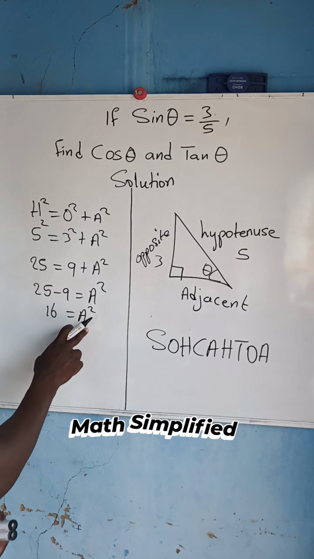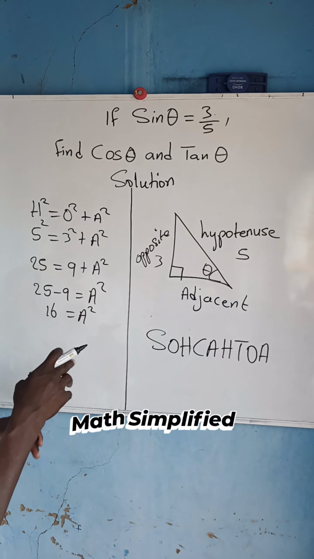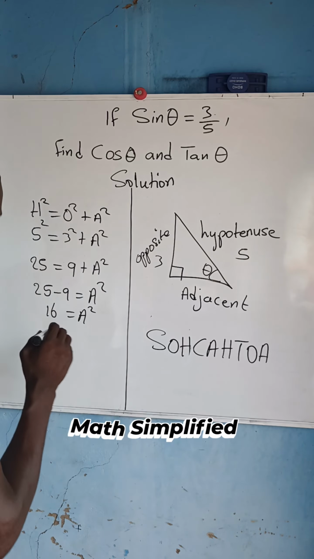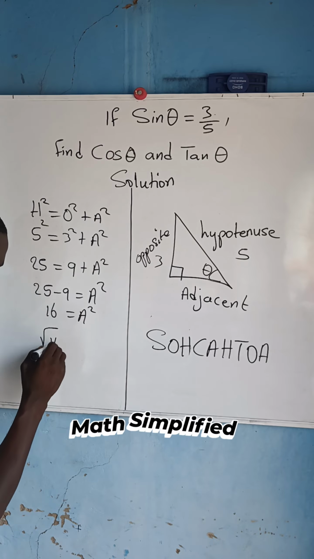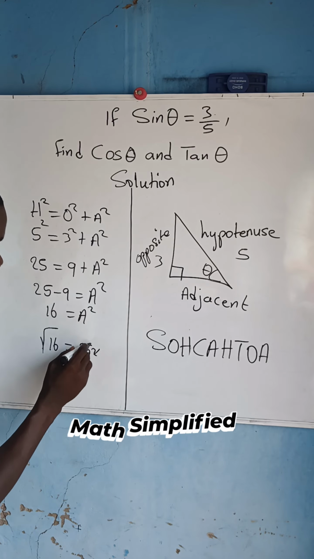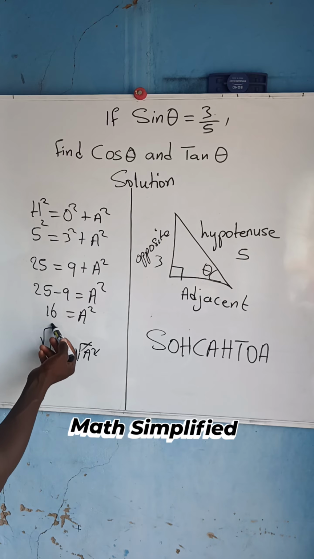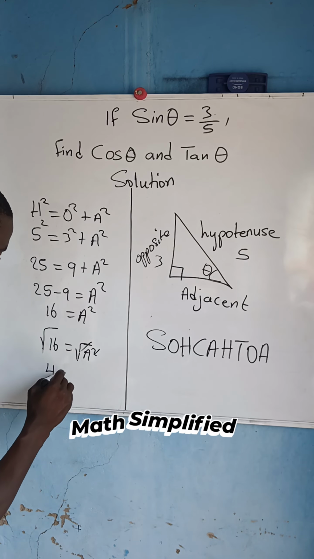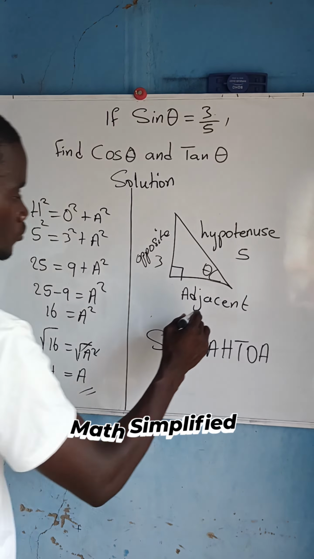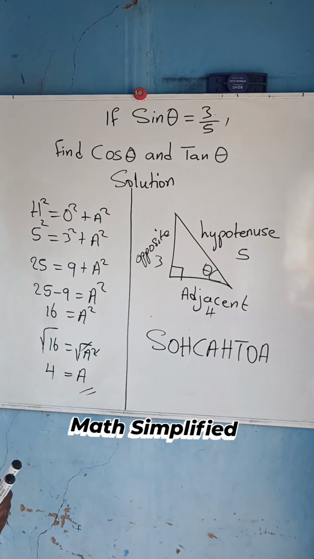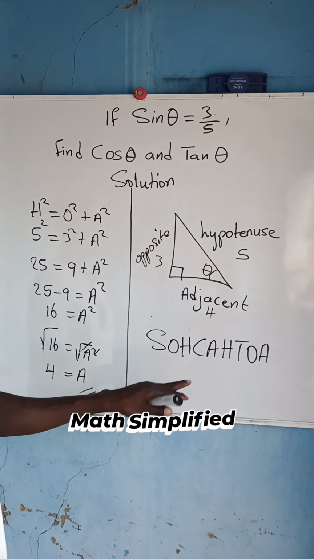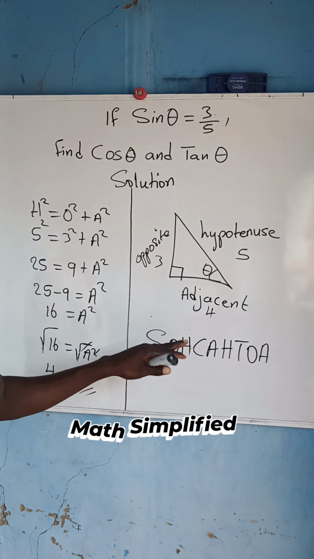And we are looking for adjacent, not adjacent square. So what we are going to do is that we take the square root of both sides. So apply the square root here, apply the square root here. This and this will go. The square root of 16 will give us 4. So we have our adjacent equal to 4. Okay, so now the adjacent is what? 4. So after doing this, we know that the adjacent is 4 from the formula, which is SOH CAH TOA.